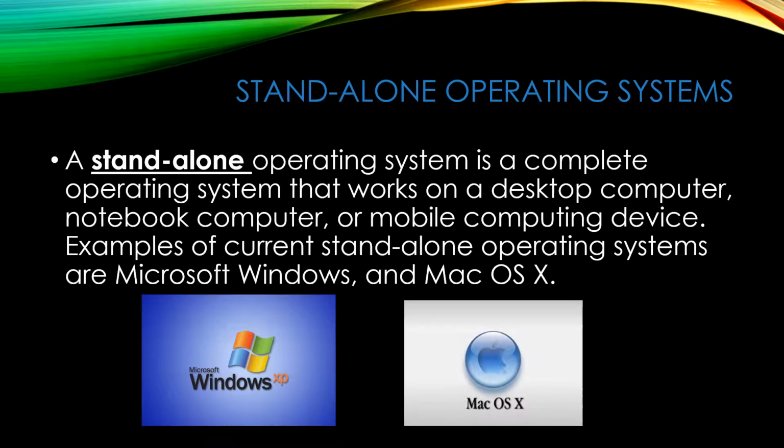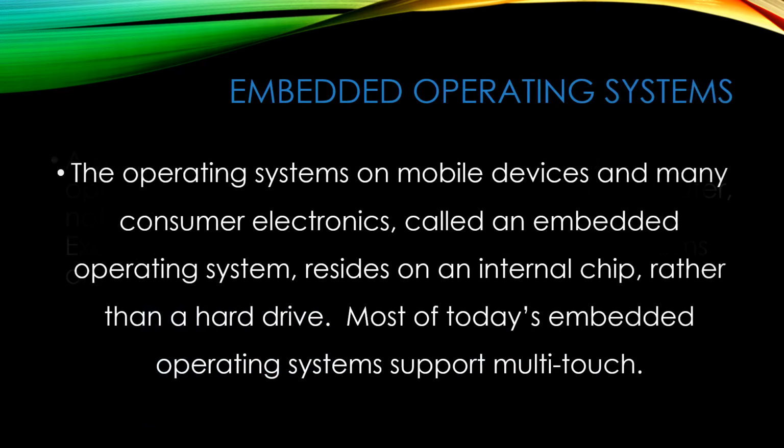Standalone operating systems. A standalone operating system is a complete operating system that works on a desktop computer, notebook computer, or mobile computing device. Examples of current standalone operating systems are Microsoft Windows and Mac OS X. Embedded operating systems. The operating systems on mobile devices and many consumer electronics, called an embedded operating system, resides on an internal chip rather than a hard drive. Most of today's embedded operating systems support multi-touch.